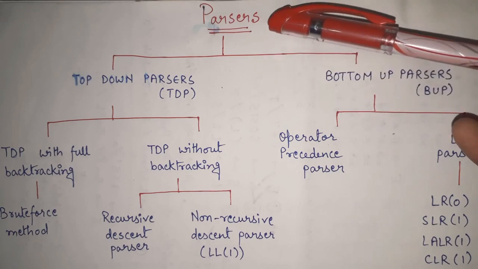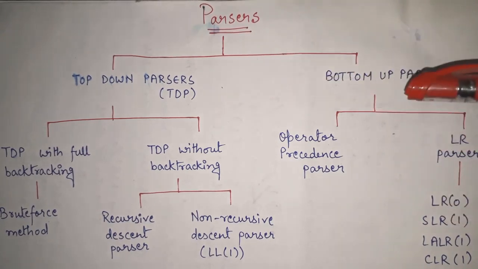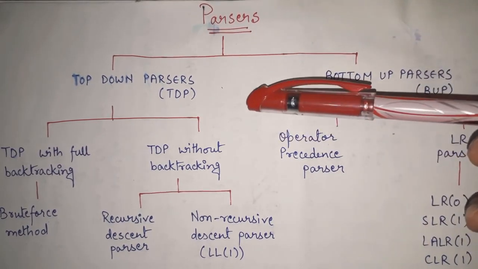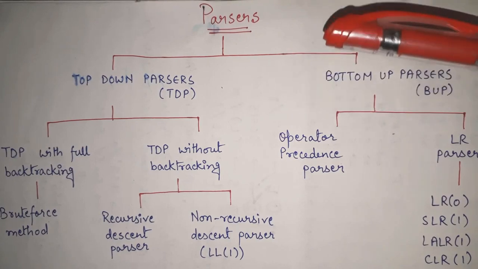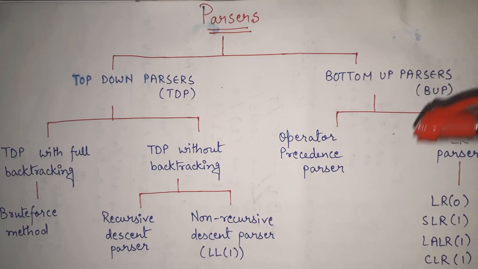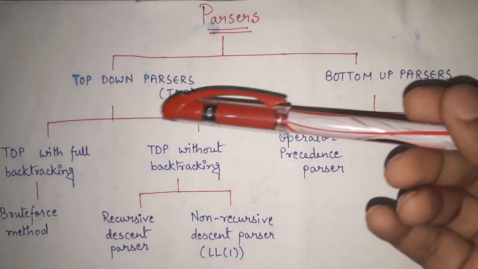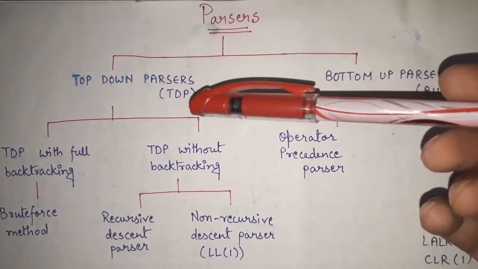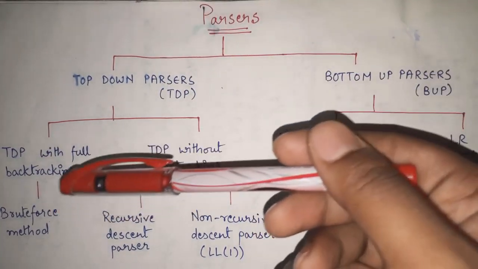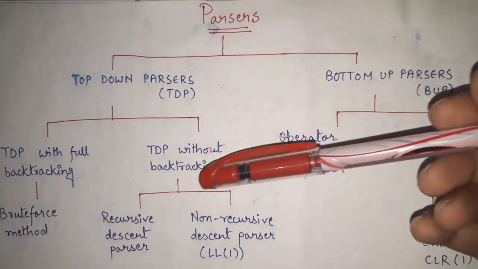First of all, parsers can mainly be categorized into two parts, that is top down parser and bottom up parser. As the name itself indicates, top down parser will parse our string from top to bottom, and bottom up parser will parse the string from bottom to top. Now, top down parsers can again be categorized into two parts, that is top down parser with full backtracking and top down parser without backtracking.